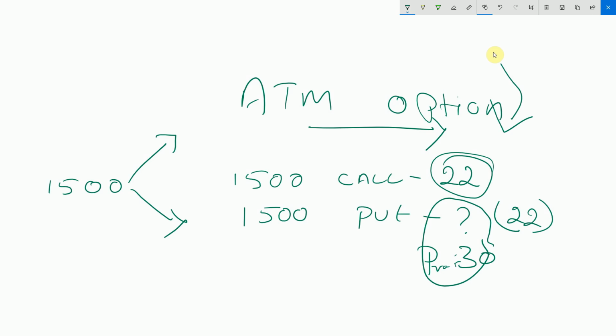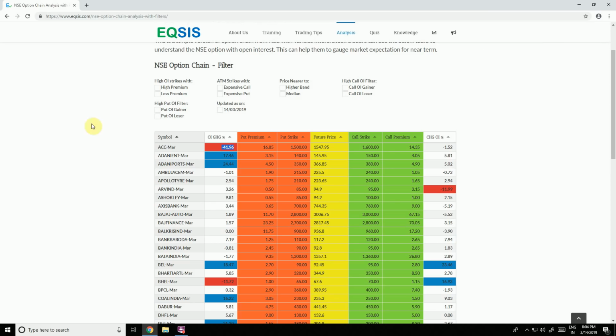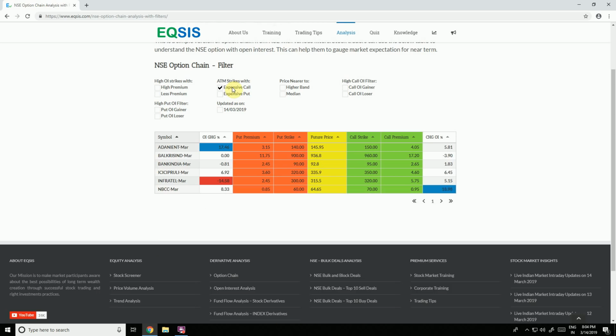Let me summarize this. Is the call option expensive or is the put option expensive? If the call option is expensive, then the price can go up. If the put option is expensive, then it is a clue that the price can actually go down. That's what we are talking about with the first filter: at the money strikes with expensive call and expensive put.